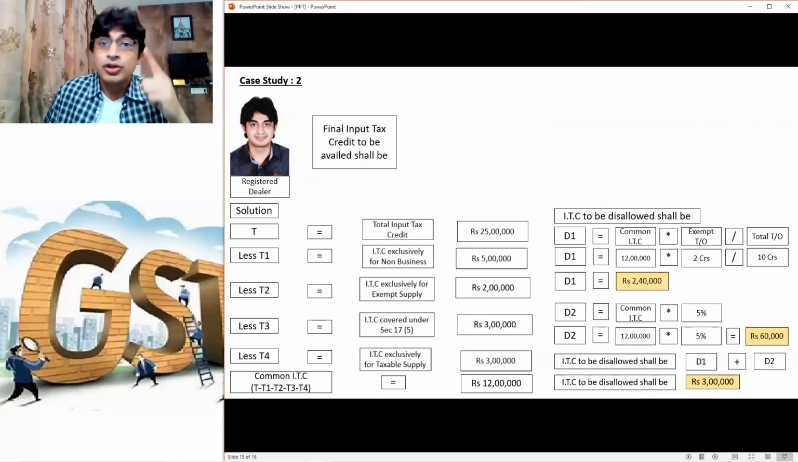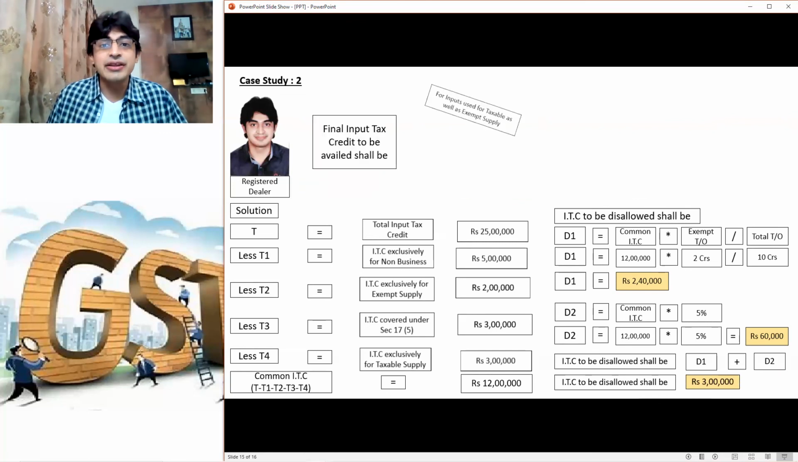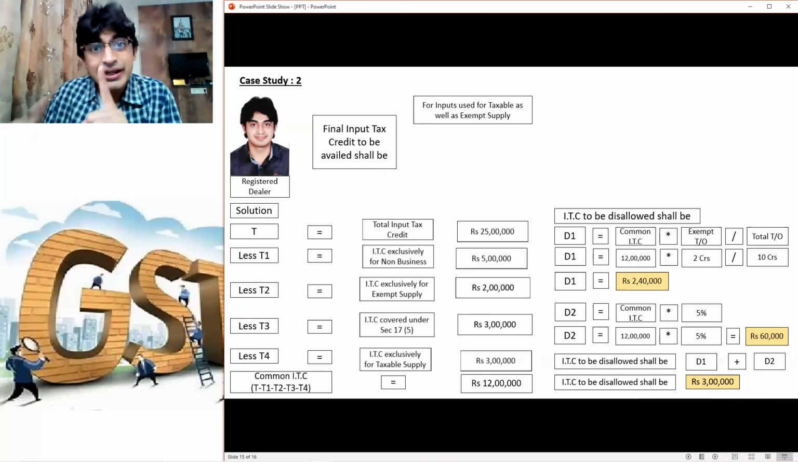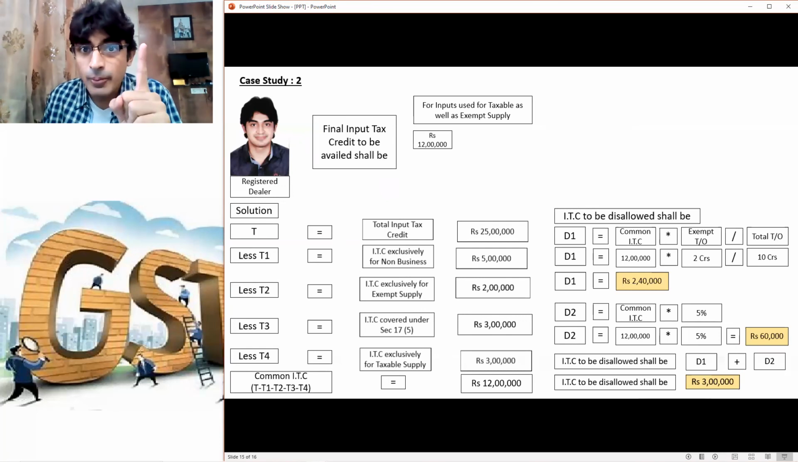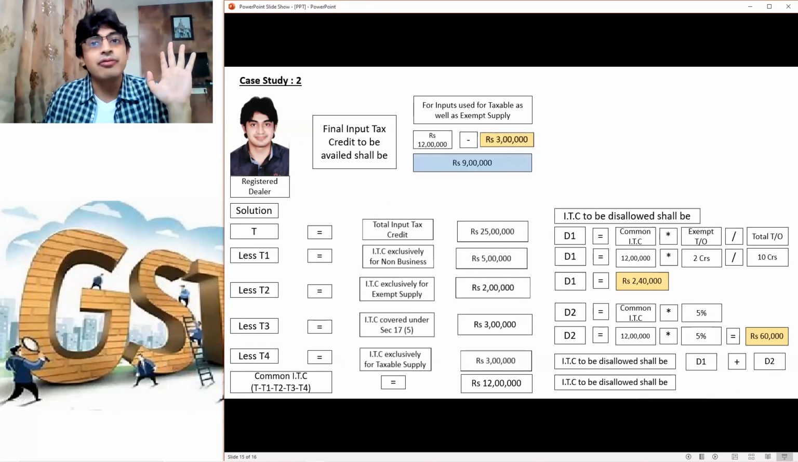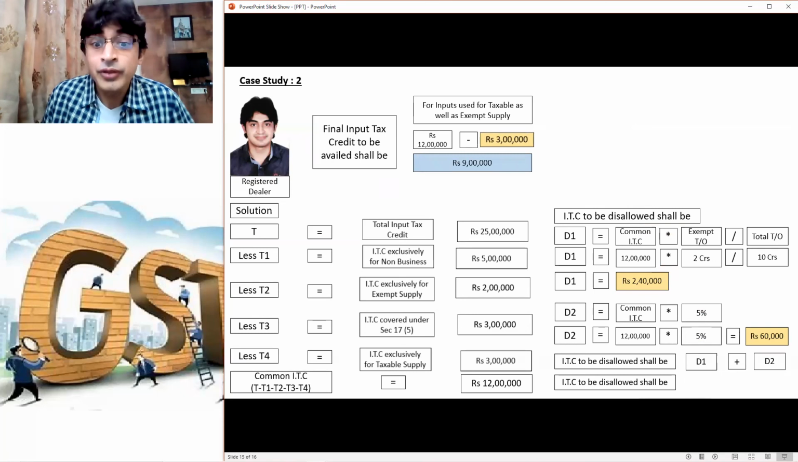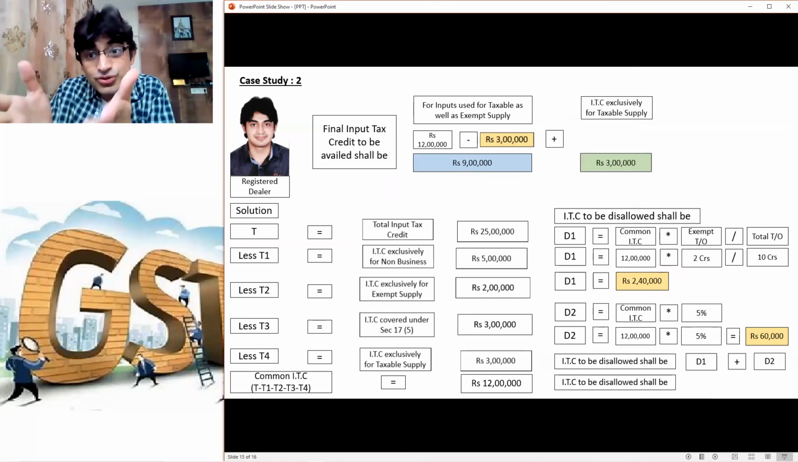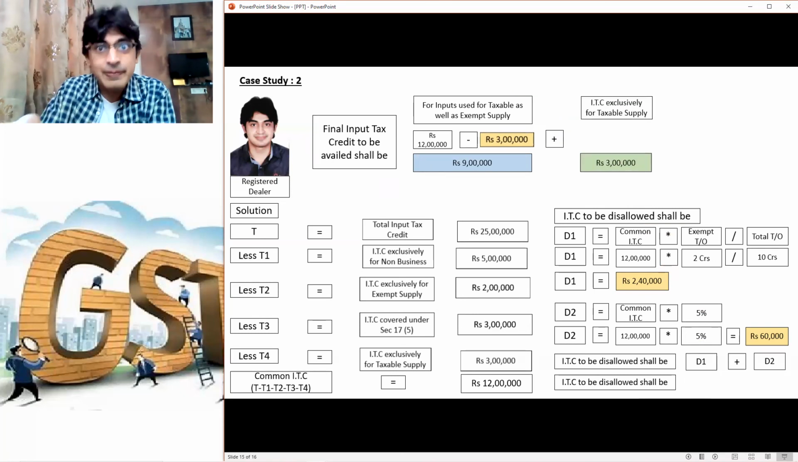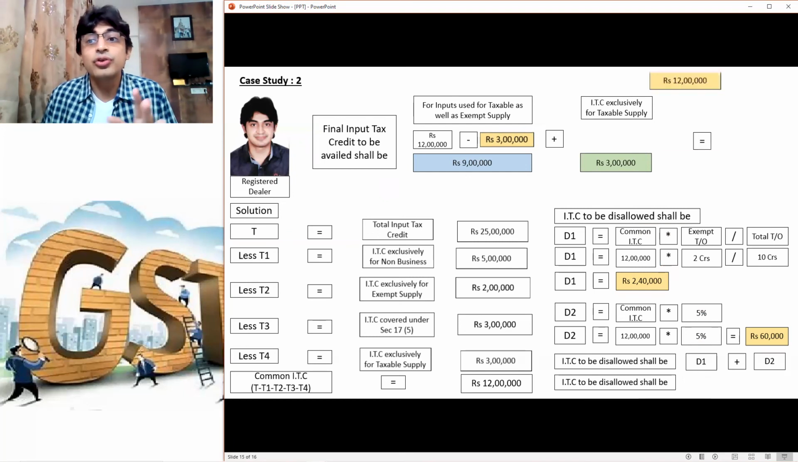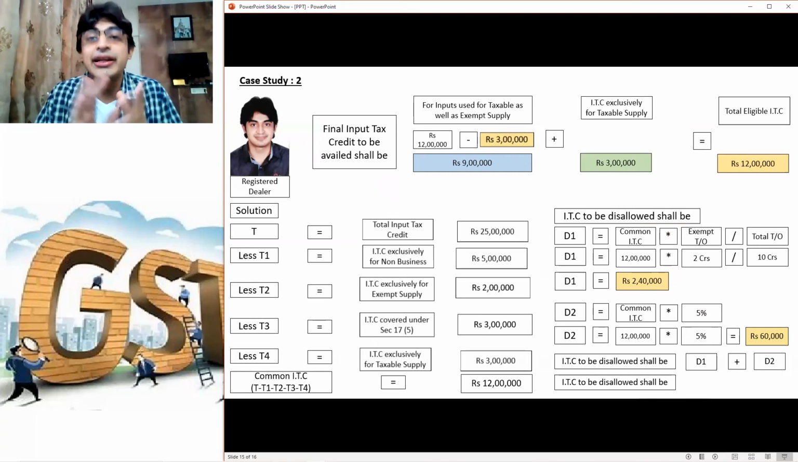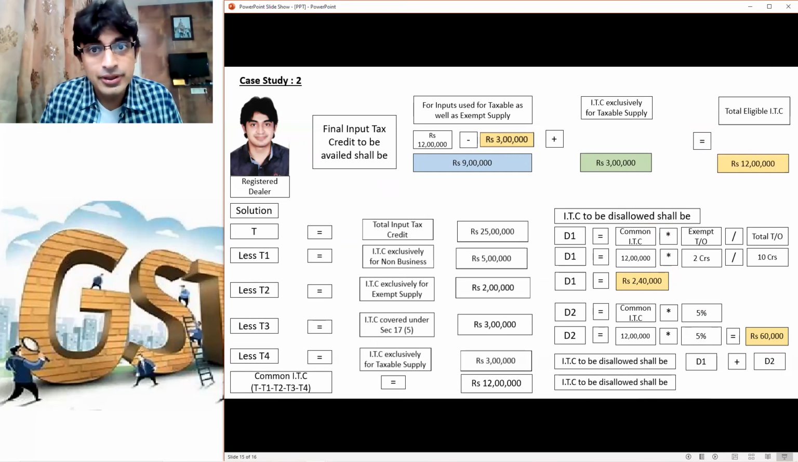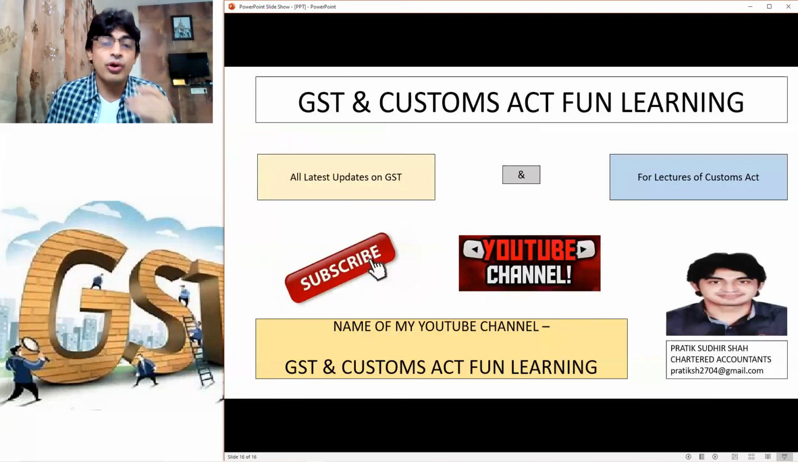In the GST return, what is your final eligible ITC? Out of this common ITC which was used for taxable, exempt, etc., your 12 lakh was the common ITC. Out of that, 3 lakh shall be reversed. So 9 lakh shall be eligible. Plus there was T4 which was exclusively used for taxable supply. This also you get fully, 3 lakh. So the assessee registered dealer will get 12 lakh total ITC. Clear? Okay, so this was our Rule 42.